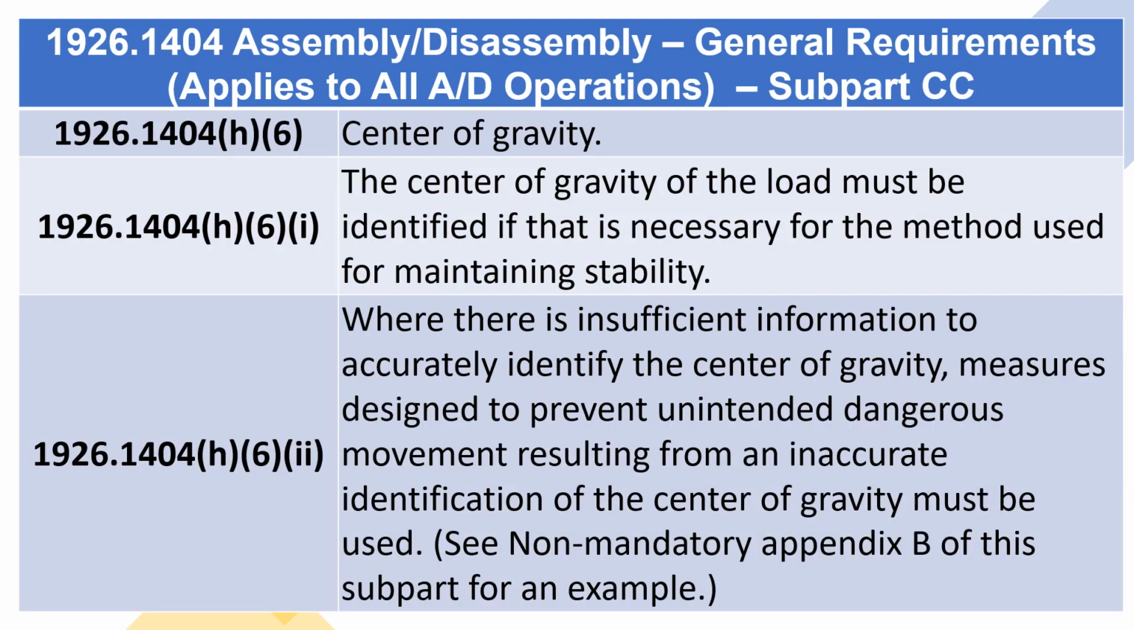1926.1404(h)(6). Center of gravity. 1926.1404(h)(6)(i) and (h)(6)(ii). The center of gravity of the load must be identified if that is necessary for the method used for maintaining stability. Where there is insufficient information to accurately identify the center of gravity, measures designed to prevent unintended dangerous movement resulting from an inaccurate identification of the center of gravity must be used. See non-mandatory Appendix B of this subpart for an example.